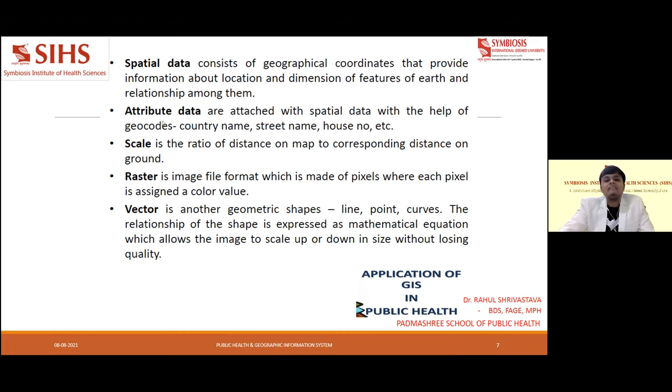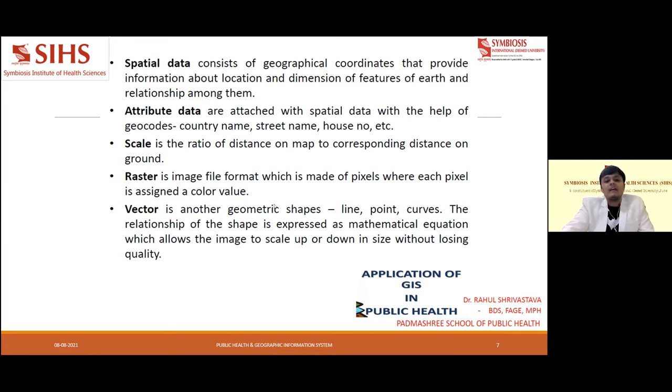Then the second one is attribute data, which is data attached to the spatial data, with the help of geocodes, such as country name, street name, etc. Now, what is raster? Raster is an image file format, which I will be discussing in further slides, made up of pixels, where each pixel is assigned a color value, either red or blue, according to the author or the map maker.